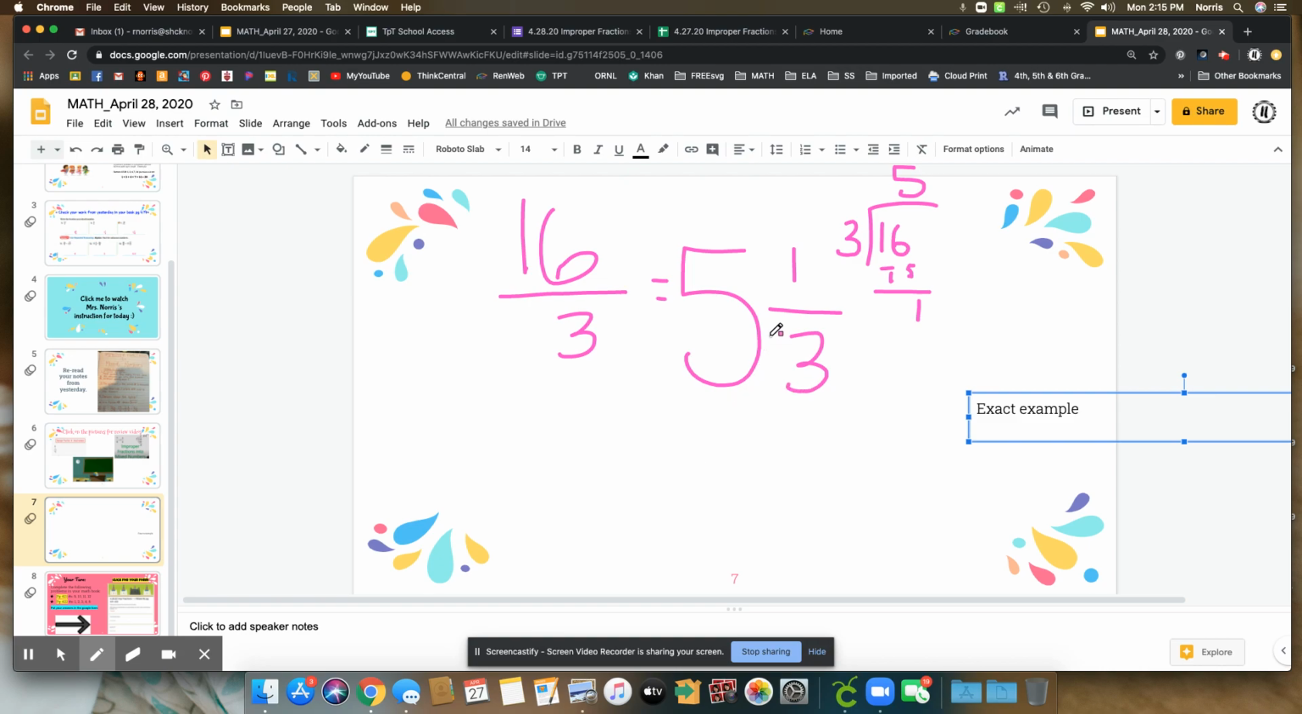Remember, you can check this by going the other way that we practiced last week. 3 times 5 is 15, plus 1 is 16. Denominator stays the same, so your answer is correct. You can also do this in your head, depending on how comfortable you are with your multiplication facts. 3 goes into 16 5 whole times. 15 to 16 is 1. That's 1 left over. 1 over 3, so 5 and 1/3. Some of you will probably be moving more towards doing it in your head today than yesterday, because you're a little bit more comfortable with it now.